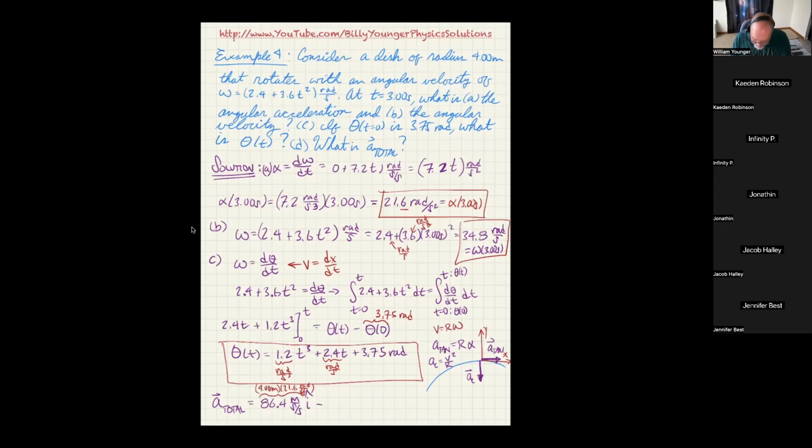So I already know what omega is. Omega is 34.8. So I'm going to take 34.8 and I'm going to square it. Oops, not first. I'm going to multiply it by 4.00 meters. That's going to give me 139.2 meters per second. Now I got to square that and divide it by the radius. So now I'm going to square it and then divide it by 4.00. And that gives me 4,844.16.